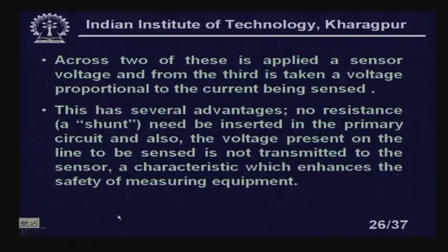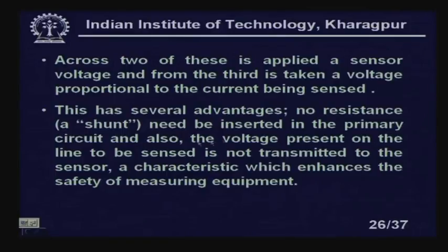So, these are the several advantages. No resistance or shunt needs to be inserted in the primary circuit, and also the voltage present on the line to be sensed is not transmitted to the sensor, a characteristic which enhances the safety of the measuring equipment. That is the most important thing. You see what I am saying?